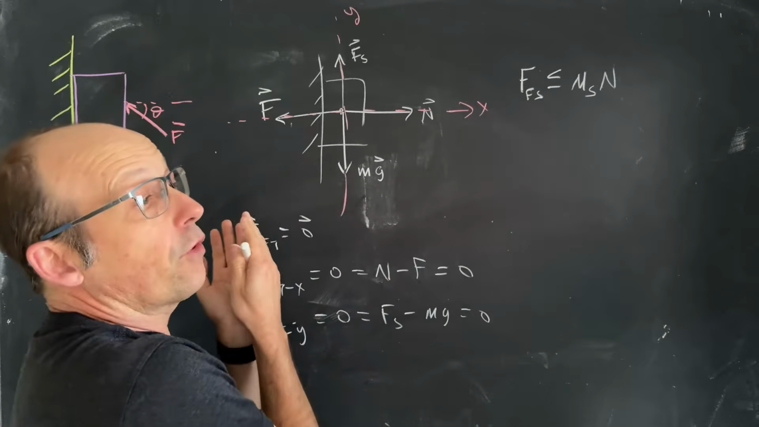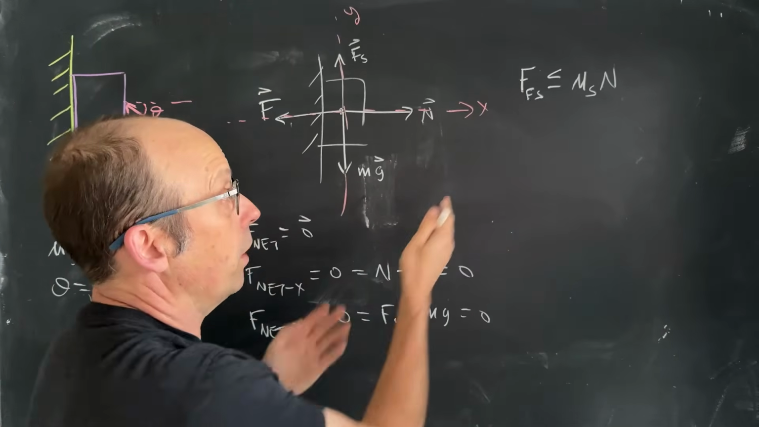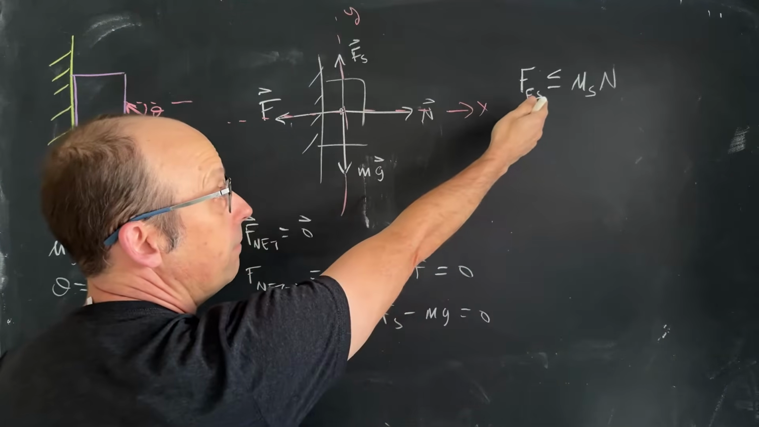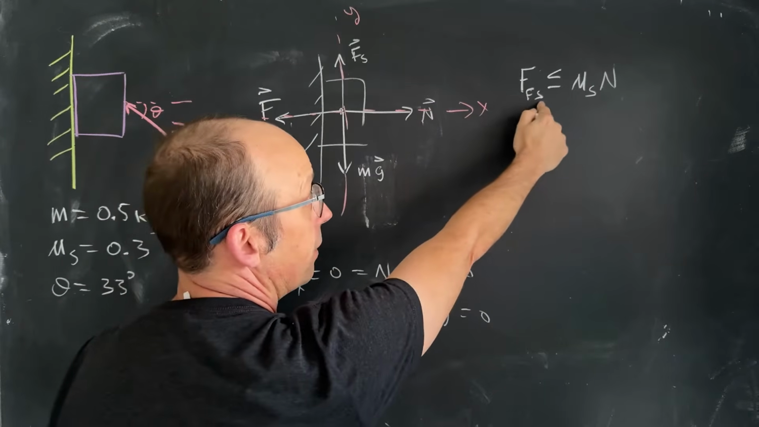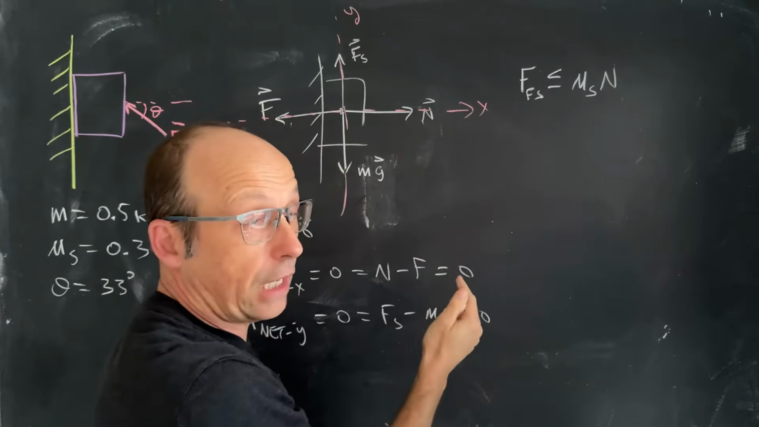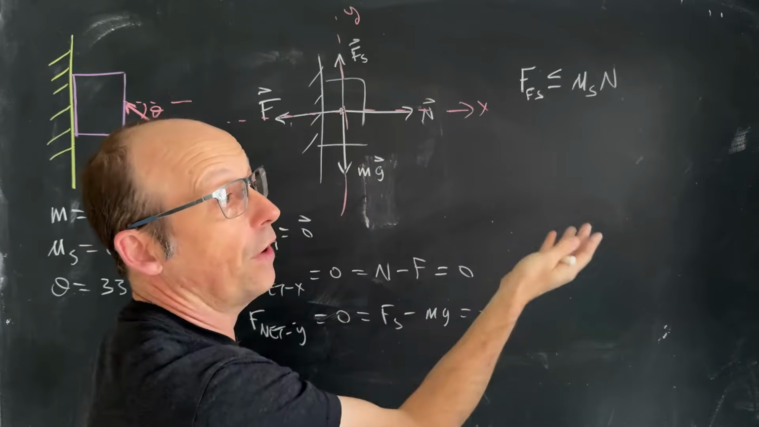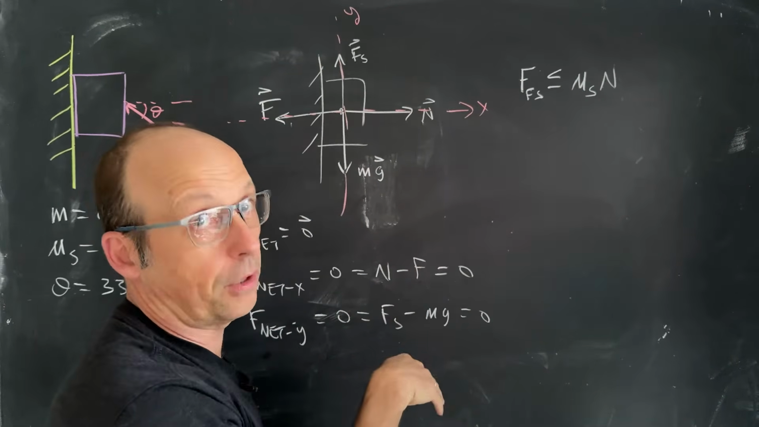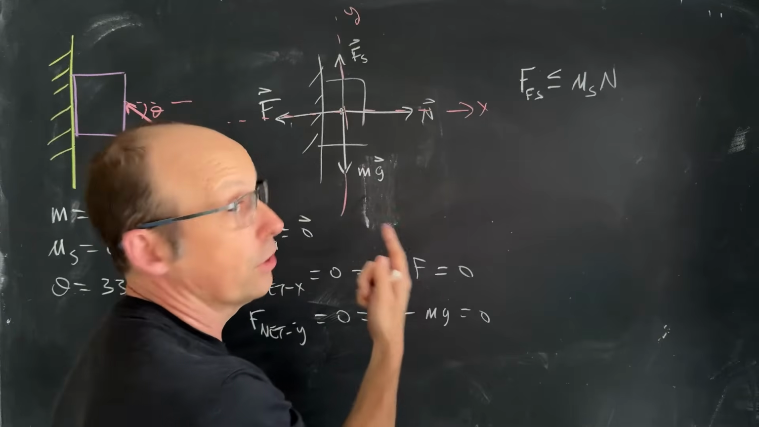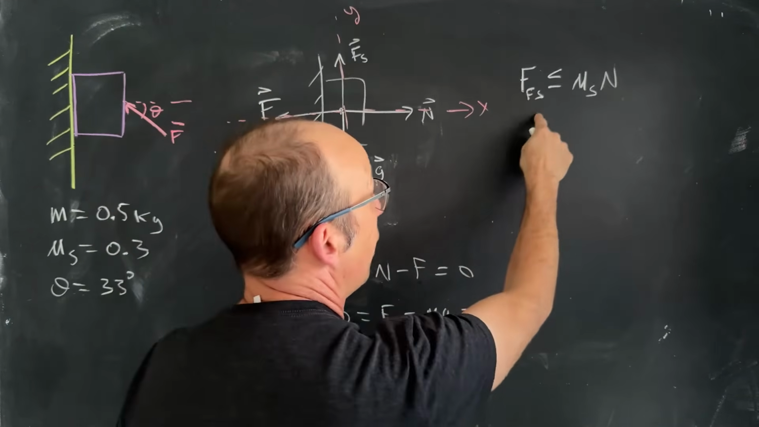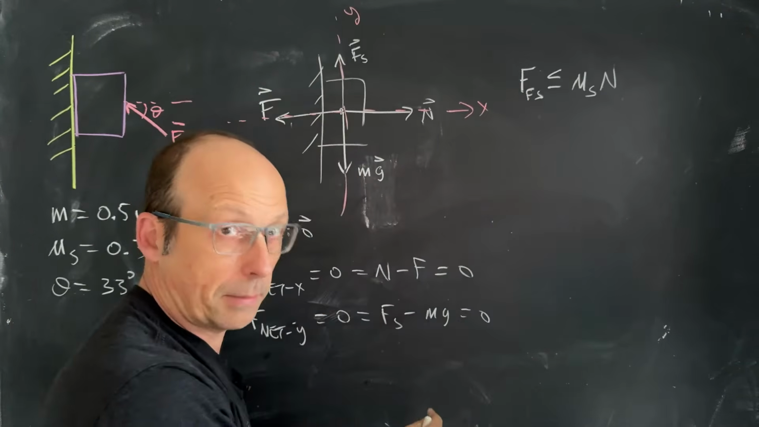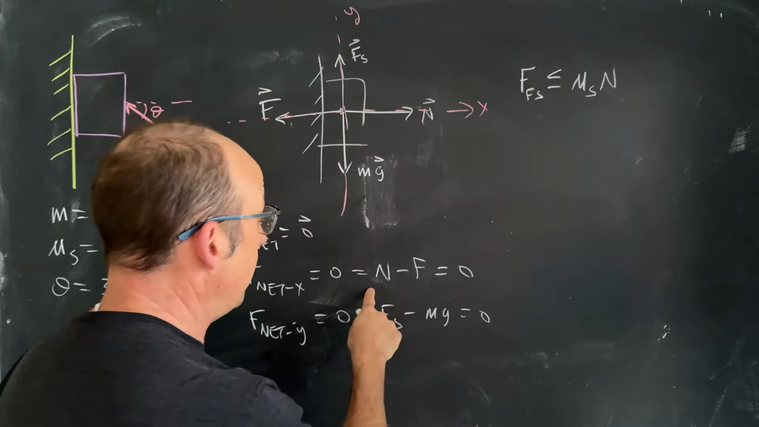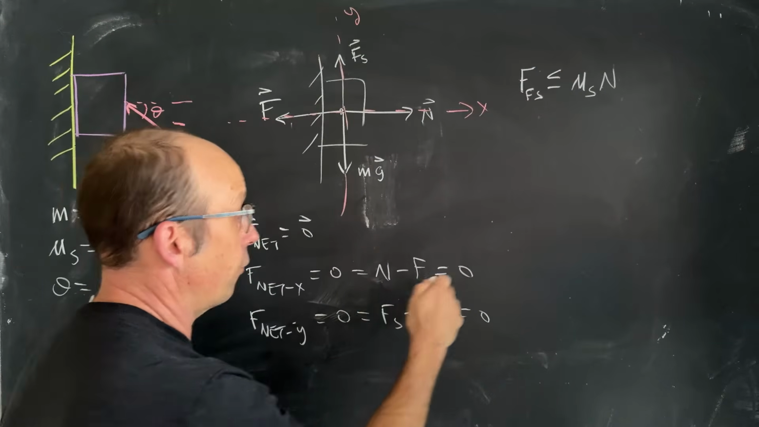But if we're looking for the minimum force, we're going to set this equal to the coefficient of static friction times the normal force. That way we'll find the smallest normal force that we can have, which will give us the smallest pushing force. So up here, I'm going to use equal to. Does that make sense? So down here, I can go ahead and solve for n.